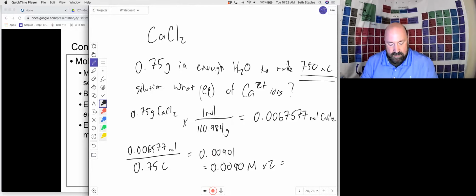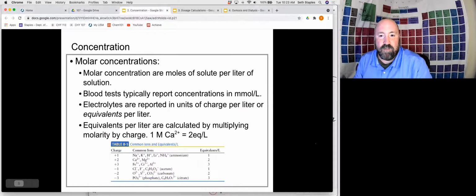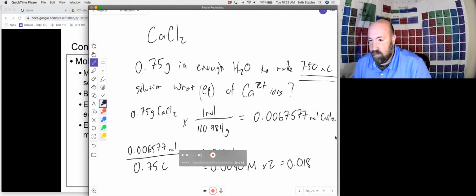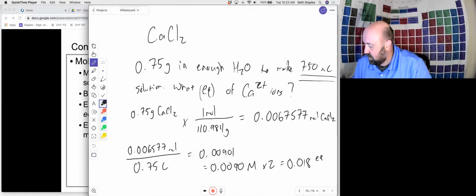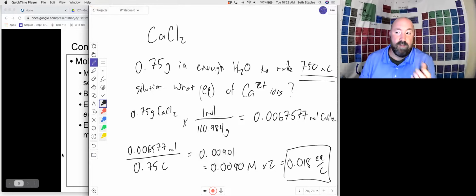And so I get, and if you're chastising me and saying to yourselves right now, you should have been able to do that in your head, Mr. Staples, you're absolutely correct. So I get a final answer, though, of 0.018 equivalents per liter. And that's how you would do out that entire calculation.